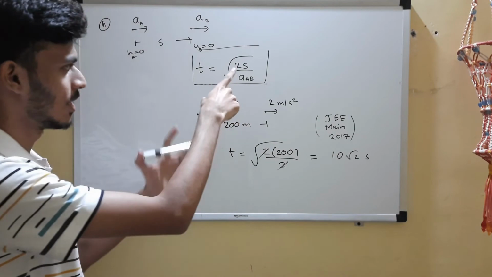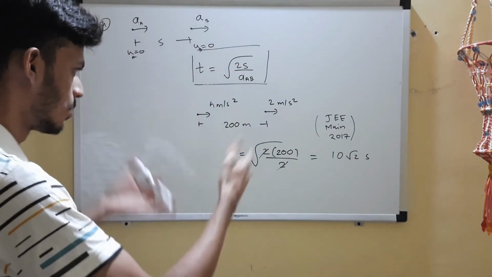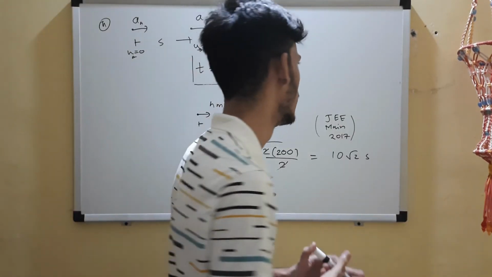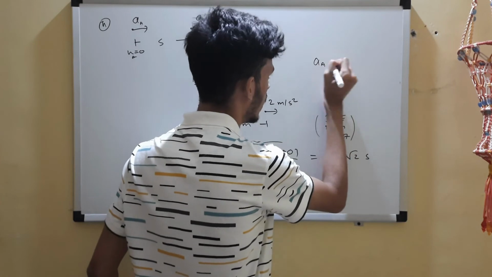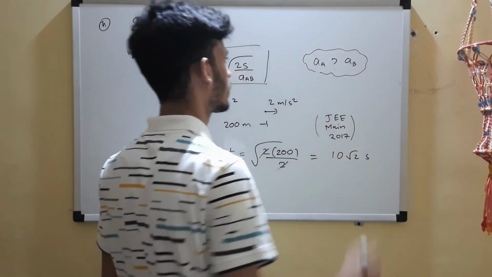And of course, the acceleration of the one who is chasing should be greater, right? So it should speed up faster and catch the second one, otherwise they would never meet. So this condition is also there. Otherwise they won't meet.